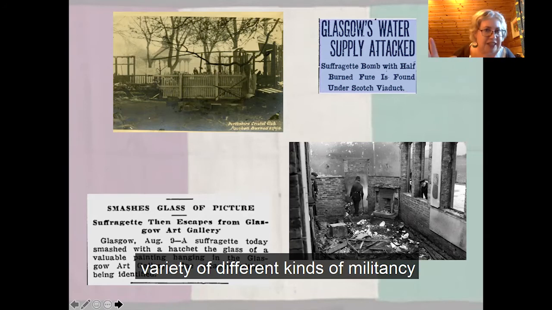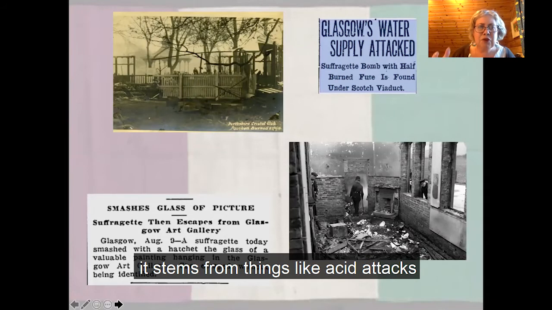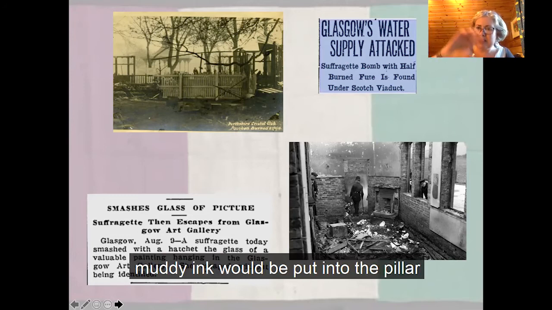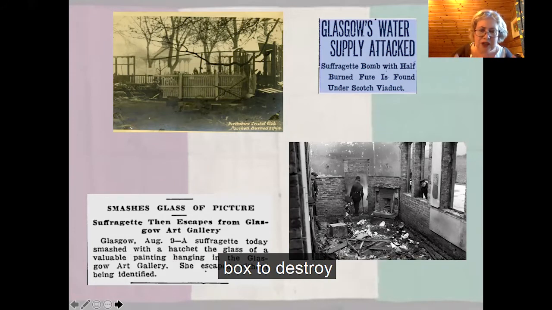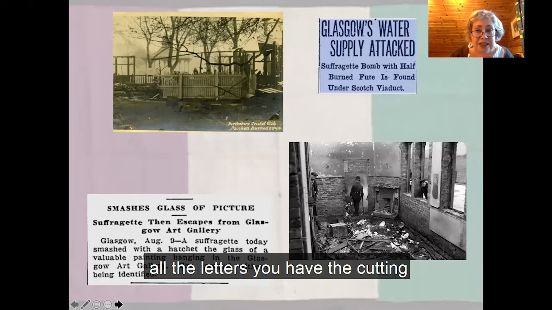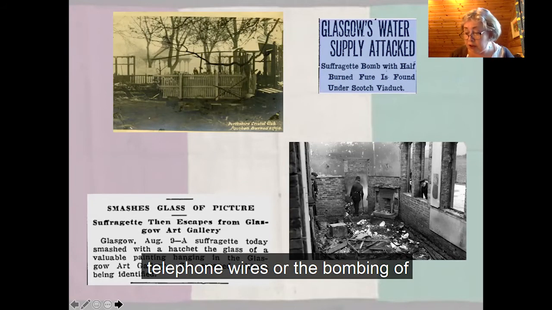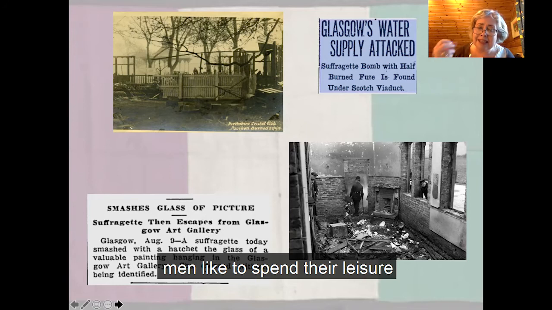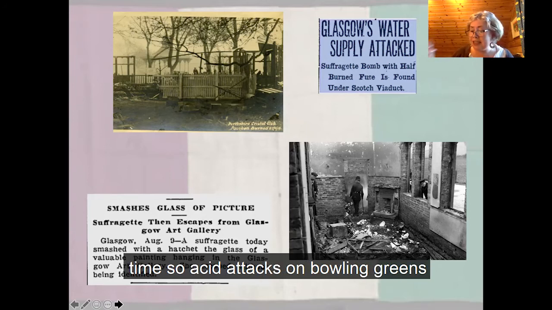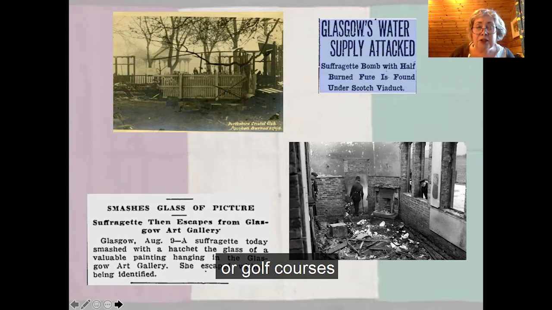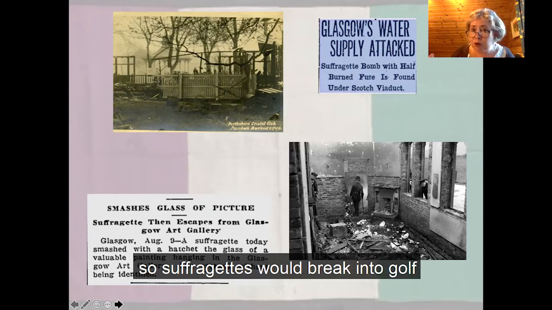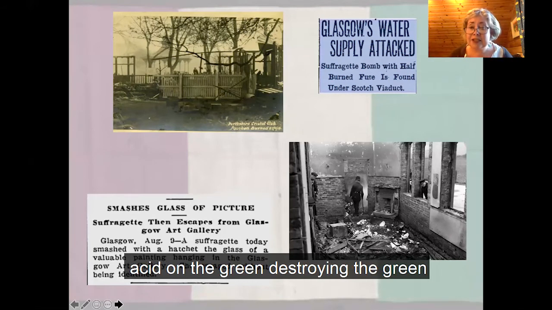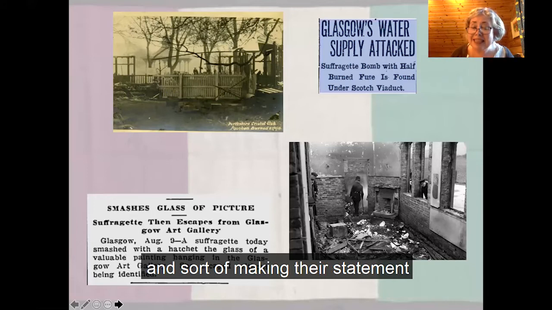So we have a variety of different kinds of militancy. It stems from things like acid attacks on pillar boxes. So acid or some noxious muddy ink would be put into the pillar box to destroy all the letters. You have the cutting of telephone wires or the bombing of telephone links. We have acid attacks on the kinds of places where men like to spend their leisure time. So acid attacks on bowling greens or golf courses. So suffragettes would break into golf courses in the dead of night, and they would take their acid and write votes for women in acid on the green, destroying the green and making their statement.